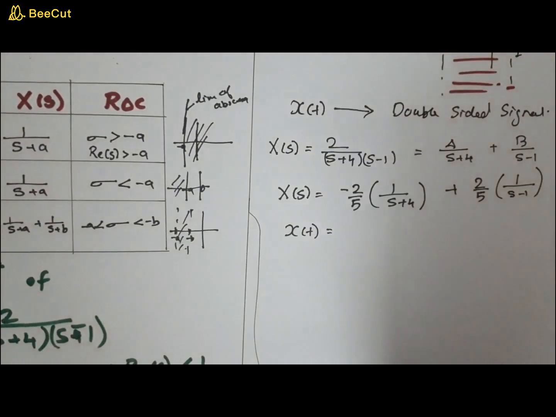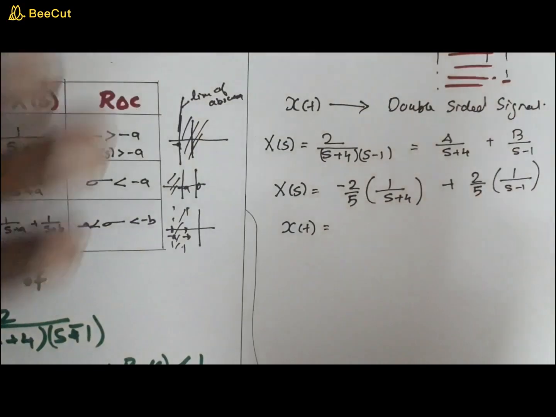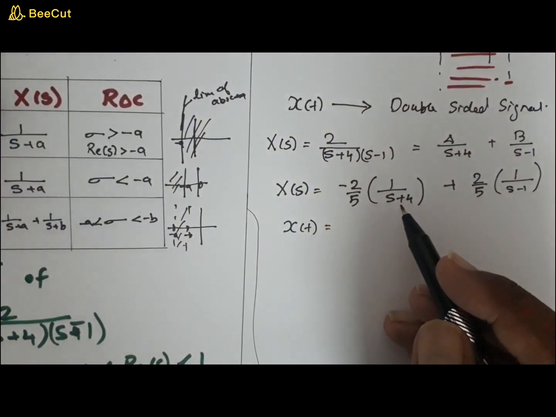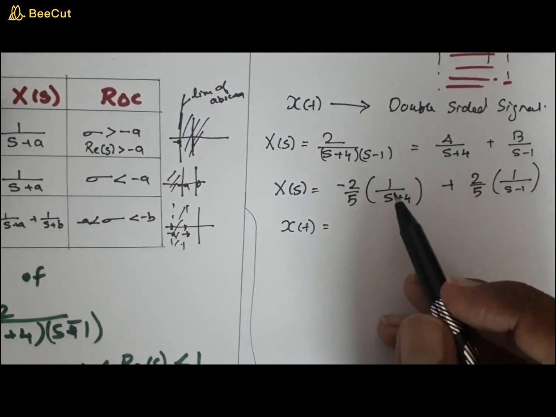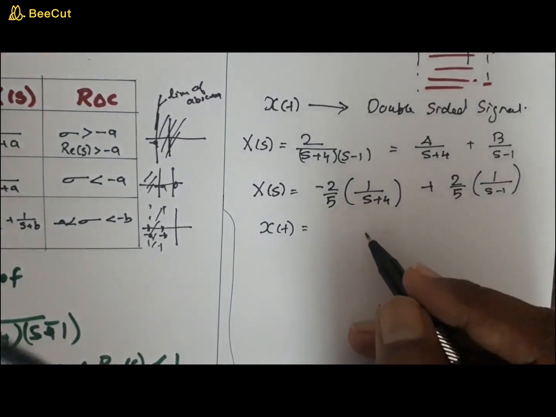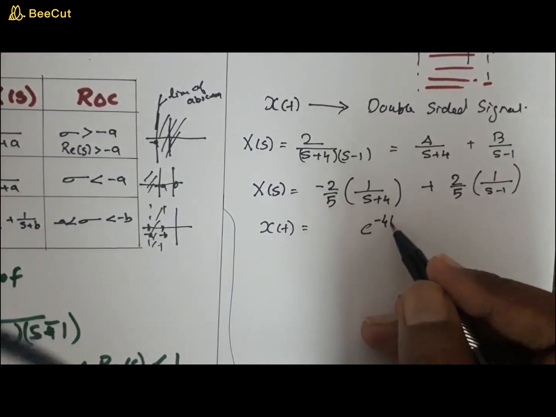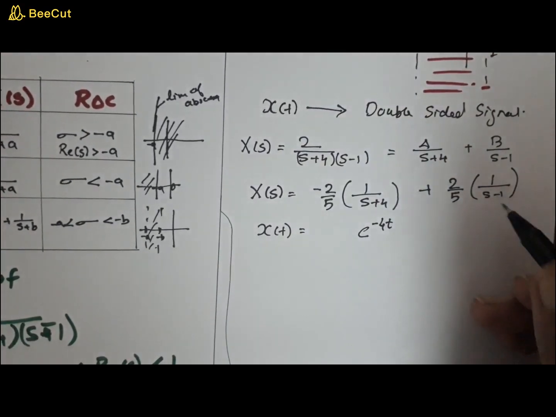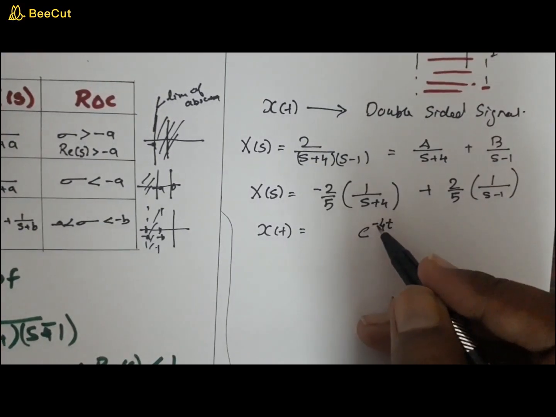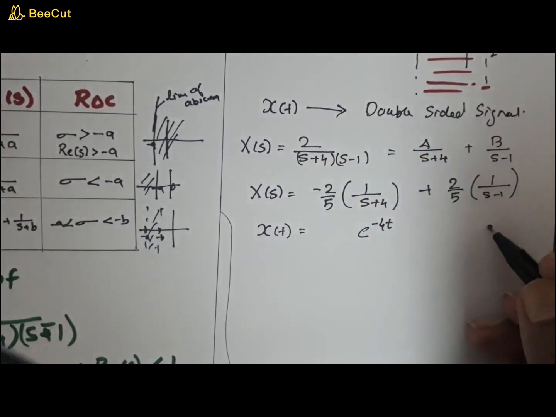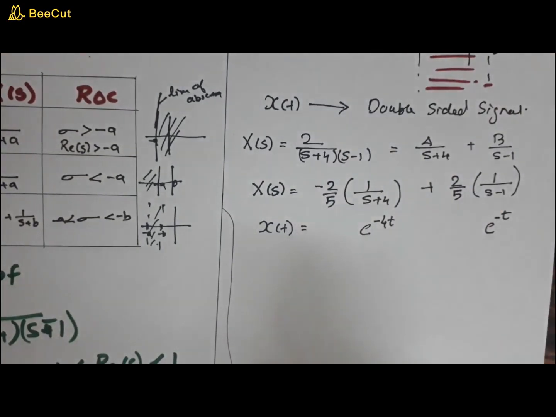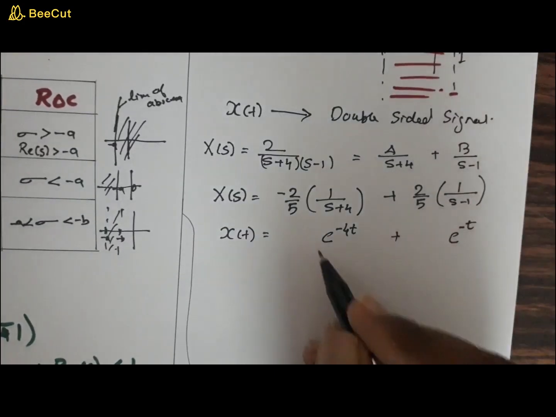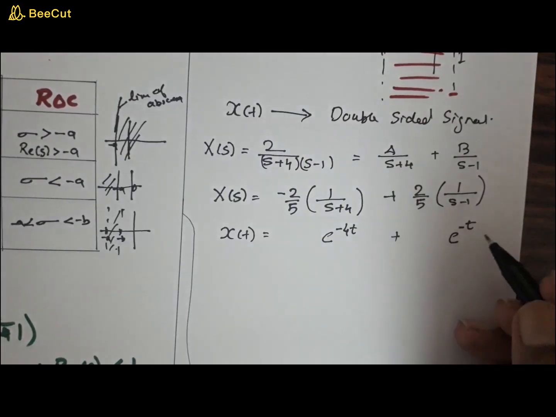Now just forget about these conditions right now. Which signal's Laplace transform is 1 by s plus 4? We know that it is e raised to minus 4t. Just write like that. This is plus 4, that's why it is written as minus 4t. And for the other, it will be e raised to minus t, right? Okay. Now this signal has got two parts. One is the e raised to minus 4t part, and the other one is e raised to minus t.